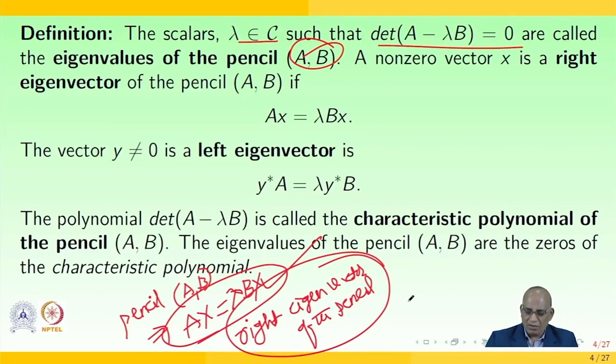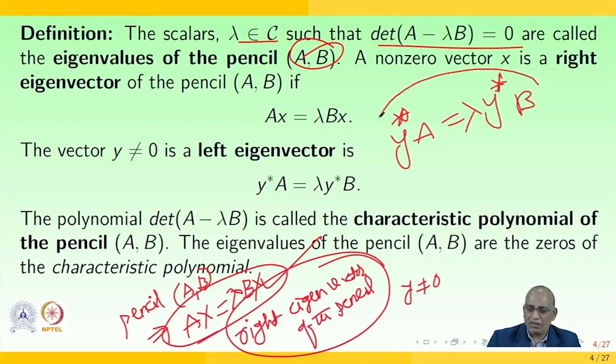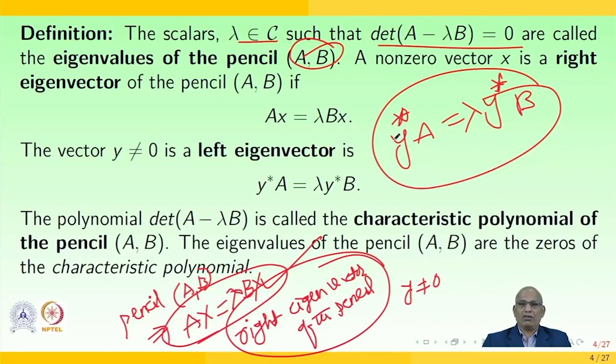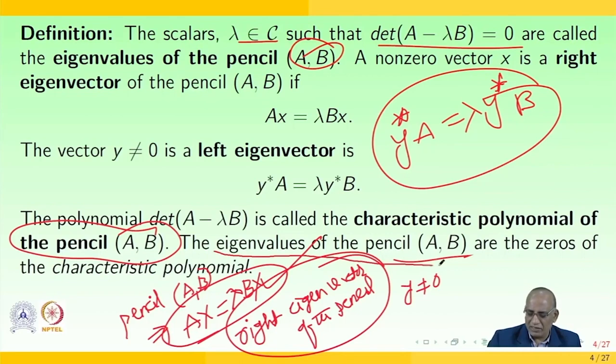The vector y not equal to 0 is called a left eigenvector if y star A is equal to lambda y star B. The polynomial determinant of A minus lambda B is called the characteristic polynomial of the pencil A, B. The eigenvalues of the pencil A, B are the zeros of the characteristic polynomial.